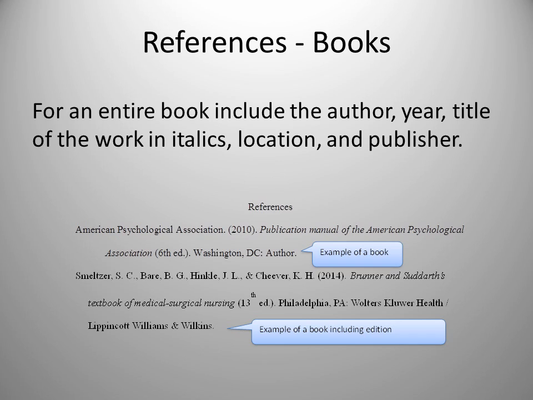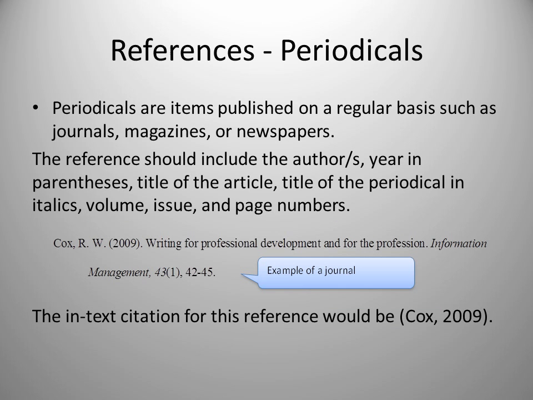If you're referencing a book, you would put the author's names in this format, and then put the date. Then you have the title of the book in italics, and not every word is capitalized. You'd only capitalize the first word or any surnames. Then if you have an edition, this is the format for edition. Then you put the location, and then you put the publisher's name. So those are examples of books.